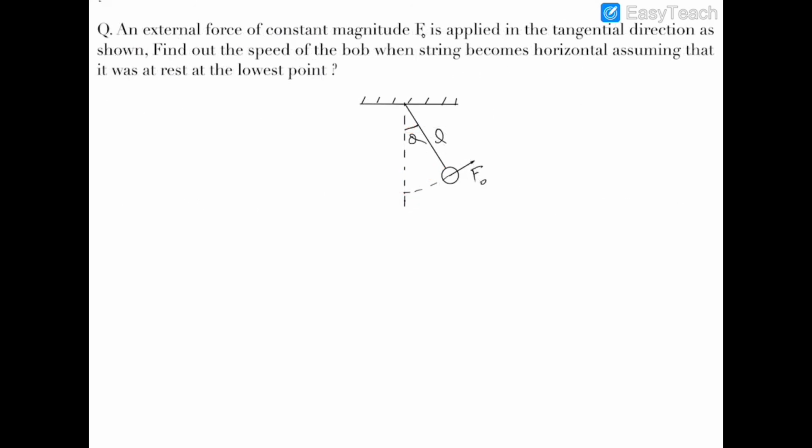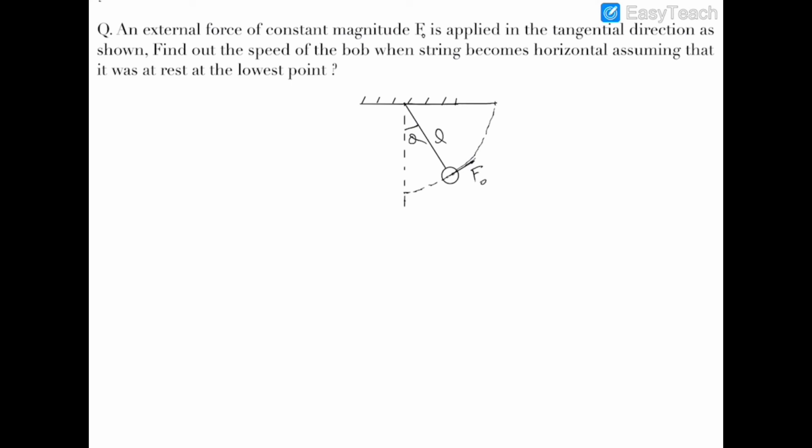In this question, it is given that there is an external force of constant magnitude F naught, and it is being applied always in the tangential direction of the motion. So we have to find out the speed of the pendulum ball when the string becomes horizontal. So the motion of the string will be like that, and in this position the string will become horizontal.